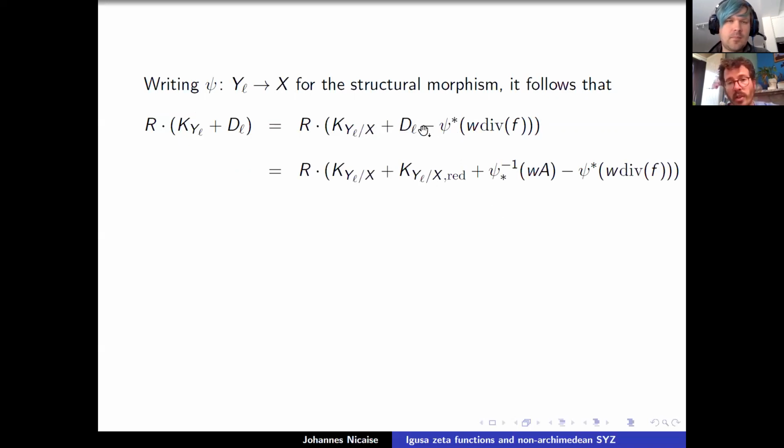Now I just use the definition of D_L. So the definition of D_L is that it's the reduced exceptional locus. So that's the reduced relative canonical divisor of Y_L over X, plus the strict transform of W times A, plus the strict transform of B, but we've already observed that components in the strict transform of B have 0 intersection with R. That was the consequence that we drew from Ambro's result. So we can just ignore the components from B in this calculation.